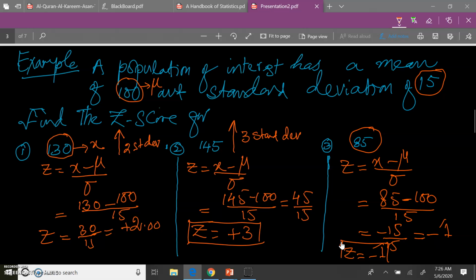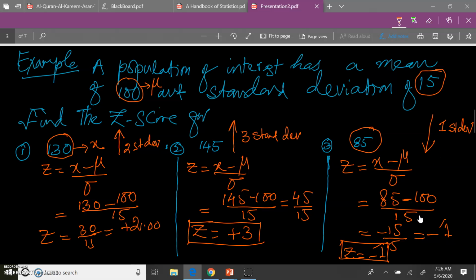So the z value is a minus 1. It means this observation is below the mean. Why is it below the mean? Because its z-score is negative. So this observation, 85, is below the mean. And how many standard deviations? It's 1 standard deviation below the mean.